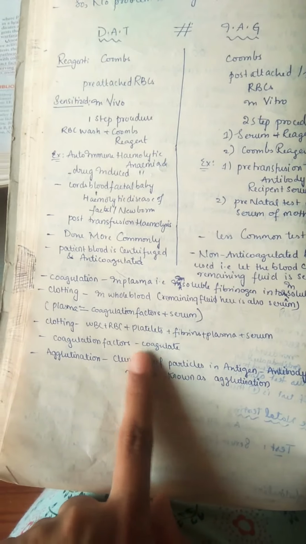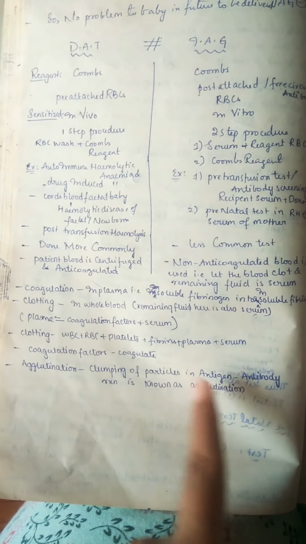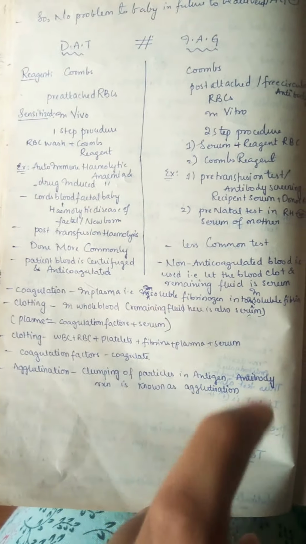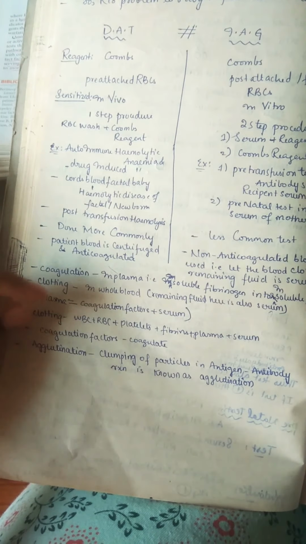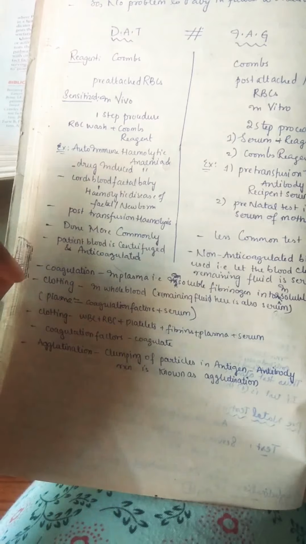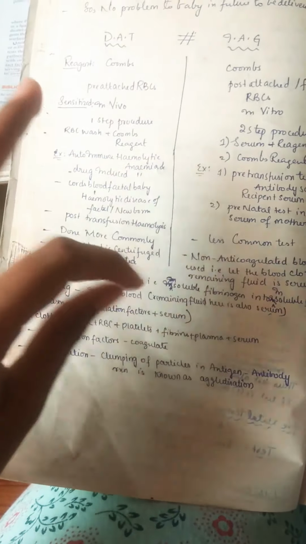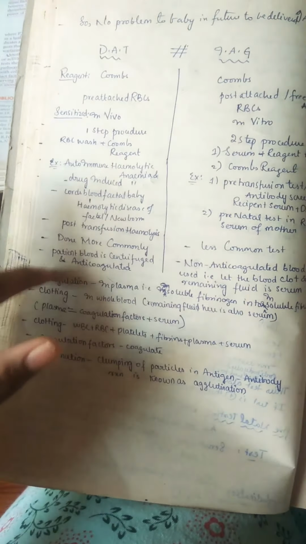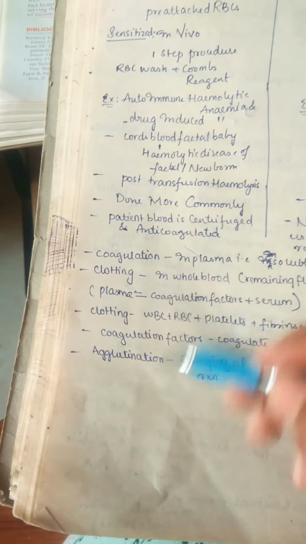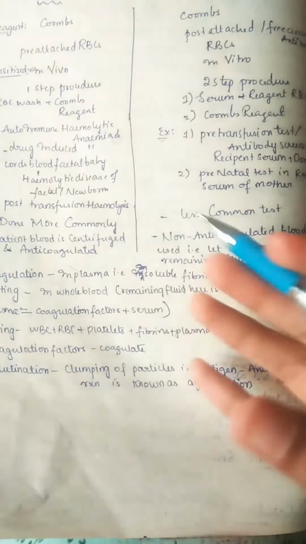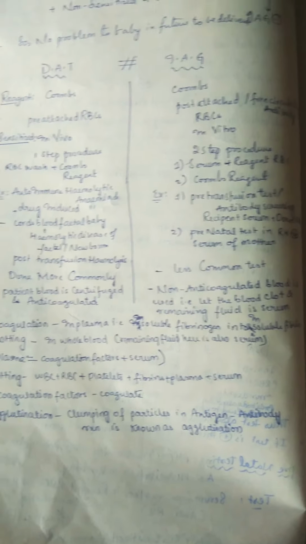And coagulation factors mainly coagulate. And agglutination, what is agglutination? It is a clumping of particles in an antigen antibody reaction. This is known as agglutination. So these are the basic terms which are always used interchangeably, but they also have specific definitions, and specific roles where those processes occur. So this should be given importance, because everyone thinks of them as the same process, but they have different meanings and different processes. So this we need to check out.